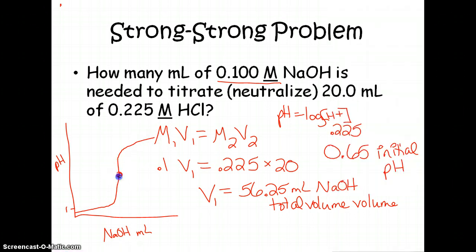All right, so here is our equivalence point, and we know that for a strong acid, strong base, the equivalence point is always going to be at 7, and we know that the volume of that base that was added to get to equivalence was 56.25 milliliters. Okay, so that's just a little bit about strong acid, strong base titrations.